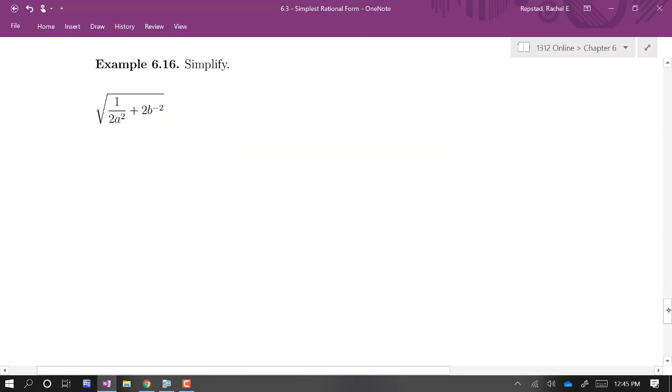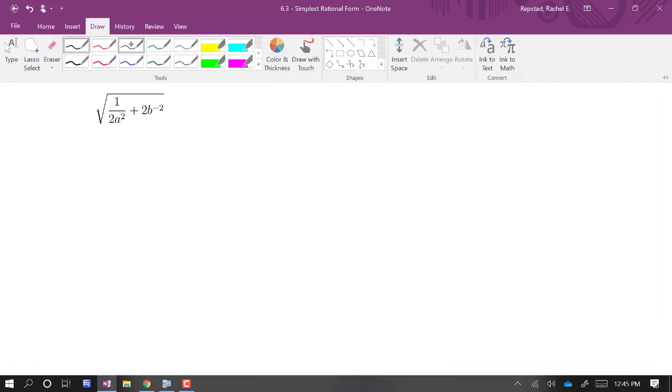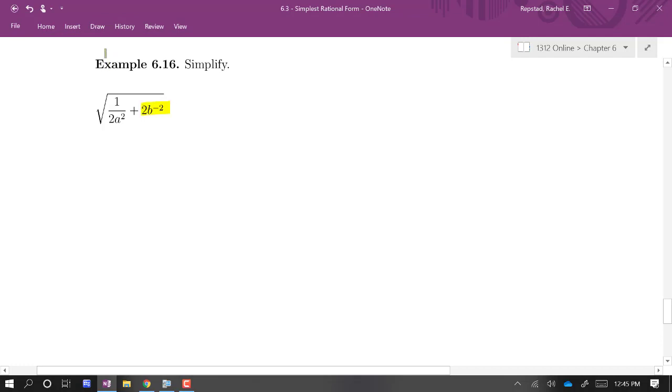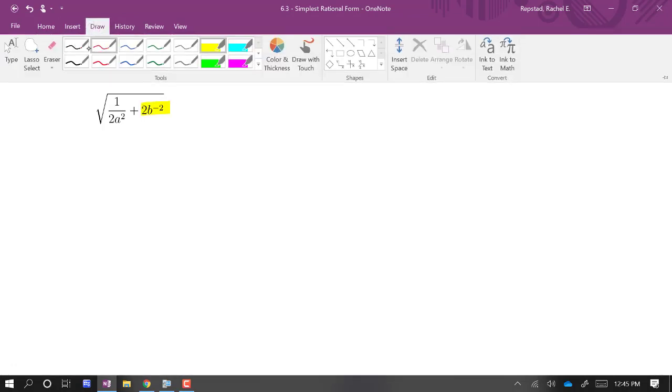Okay, let's do one more. We're going to simplify this. So, okay, I'm slowing myself down a little bit. I see addition, so I'm not going to do anything hasty. I know that I cannot split up a radical over addition, and also I see a negative exponent. So that -2 exponent is only on the b. It's not on the 2 there.